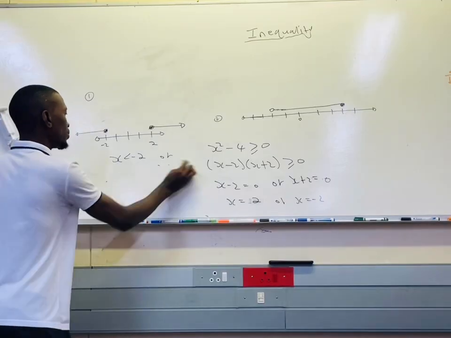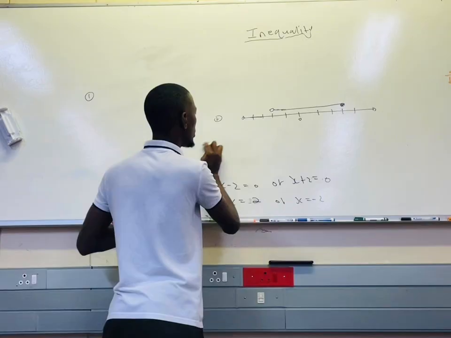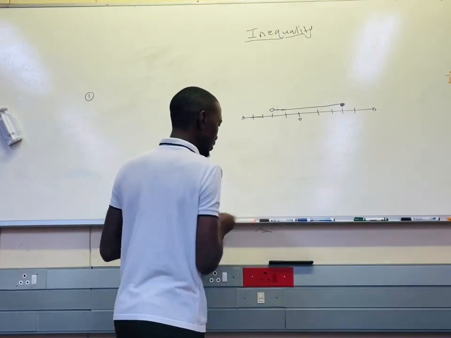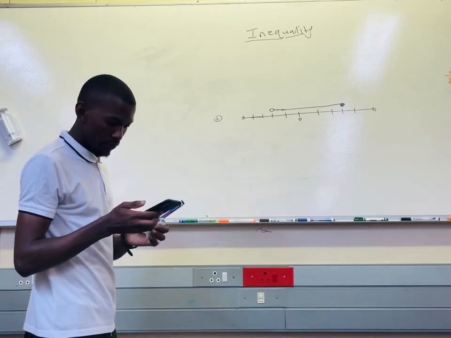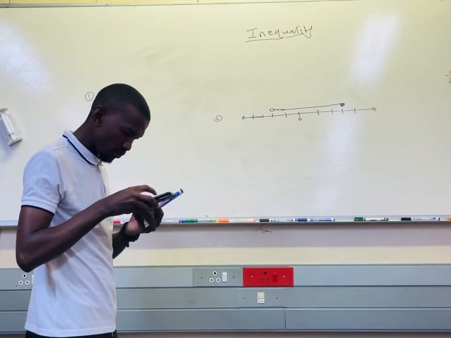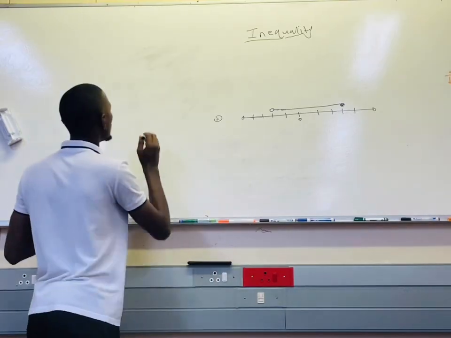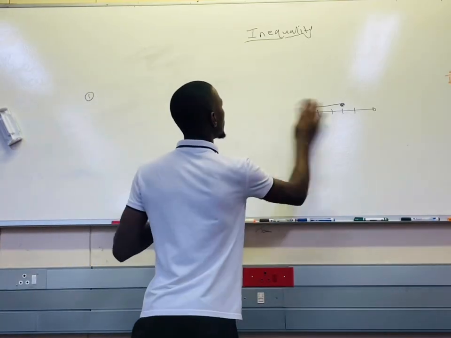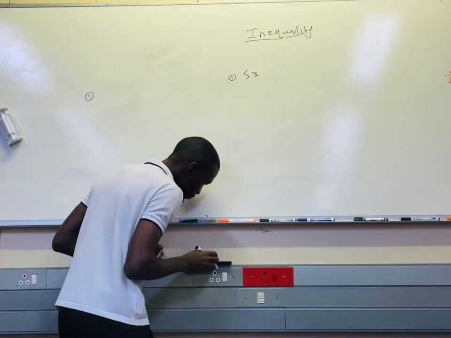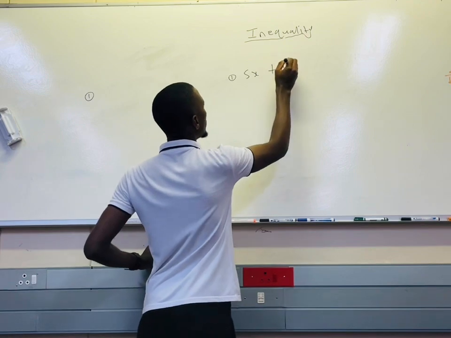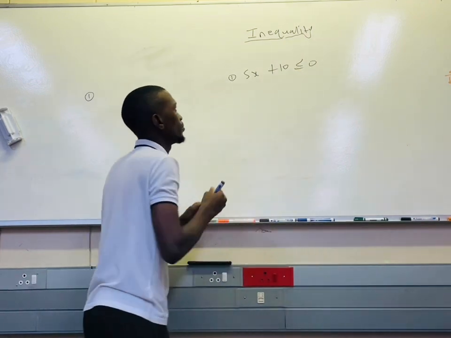So I hope you were able to understand these few things that I was trying to show you. So let me try to do a few examples. Sometimes you might have something like this. Let's remove this guy. Sometimes you might have 1 by 5x plus 10 less or equal to 0. How do you solve this type of problem?